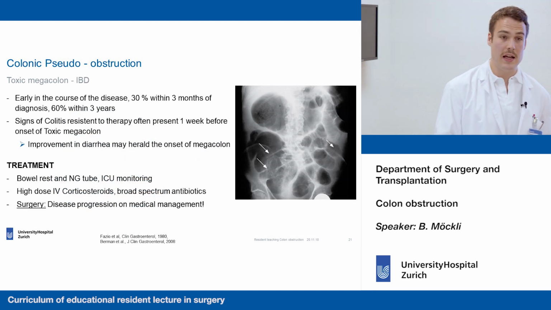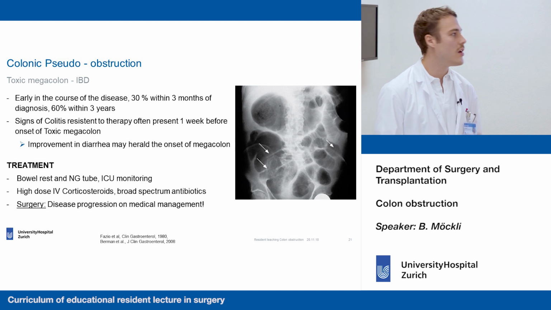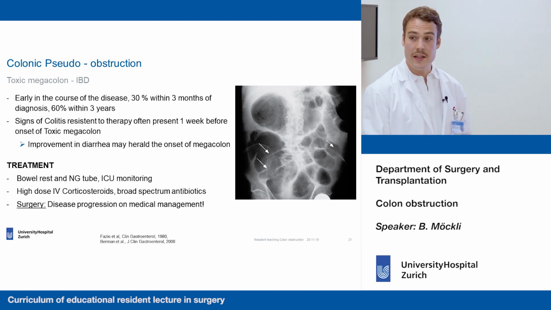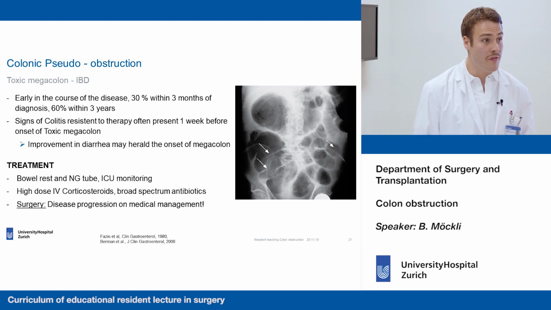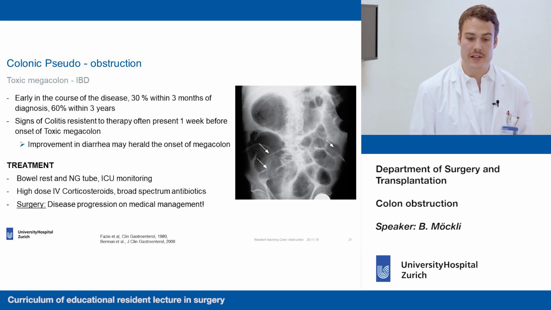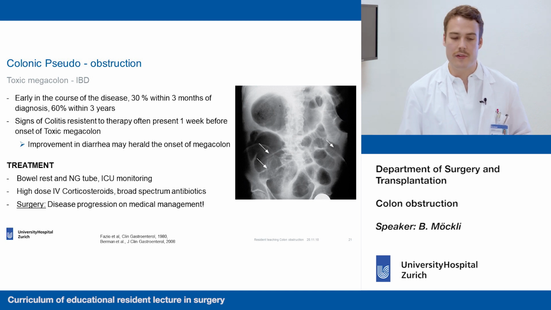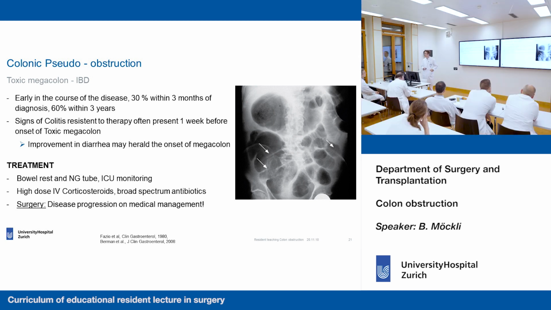Toxic megacolon has kind of 2 different etiologies, 2 different causes. One of them is IBD, or most commonly ulcerative colitis. Often these patients present very early in the course of disease, 30% within 3 months, and then 60% within 3 years. Signs of colitis often are present before the onset of toxic megacolon, and an improvement in diarrhea might actually herald the onset of this megacolon.